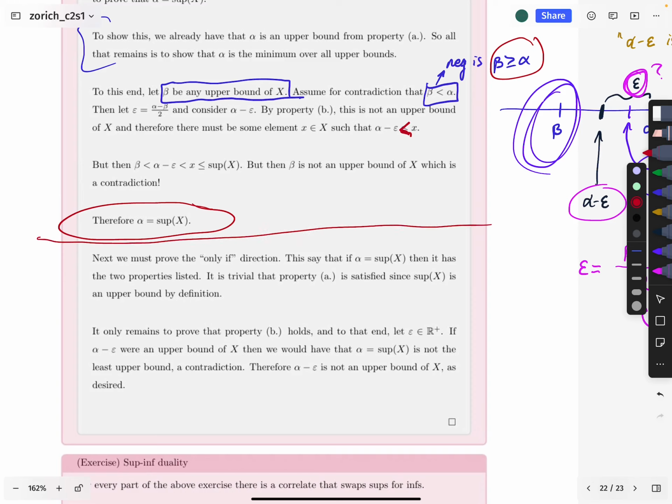We can move on to the only if direction of the proof. This goes the other way. We assume that alpha is the sup and show that it has the 2 properties. As before, it is trivial that, since alpha is the sup, alpha is an upper bound. So it has that first property immediately. What is more interesting is to prove the second property, that if epsilon is any positive real number, then alpha minus epsilon is not an upper bound.